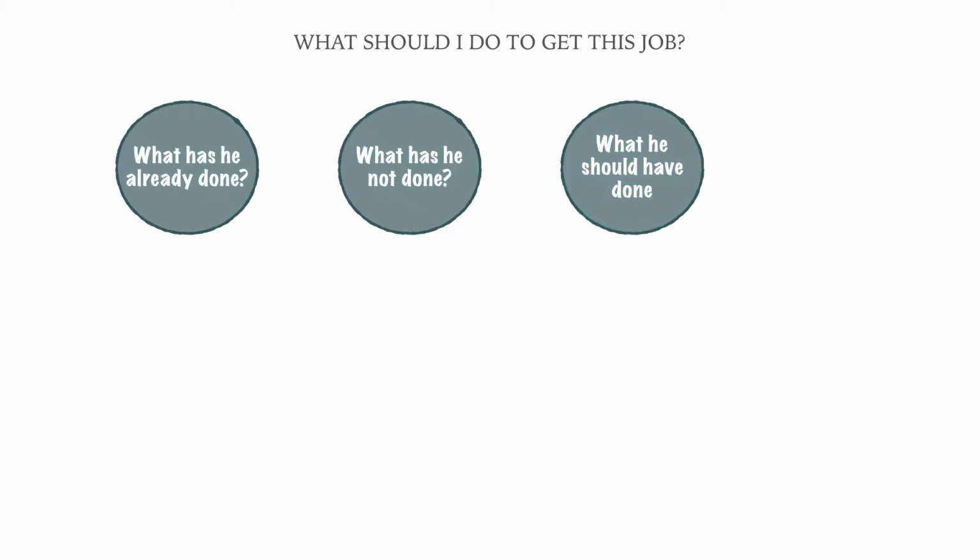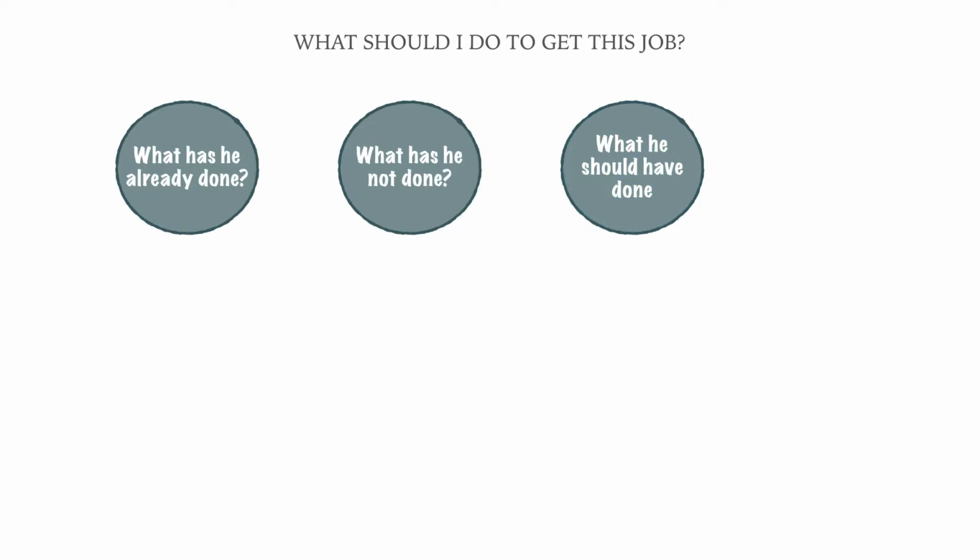So as I said, in our example, the client had already gone in for an interview, and now he was a little bit nervous and wanted to know what he should do to get that job because he really wanted that. So immediately the three angles that came up were: what has he already done, what has he not done, and what he should have done in that interview, right? So let's look at each big component and break that down into its subcomponents.